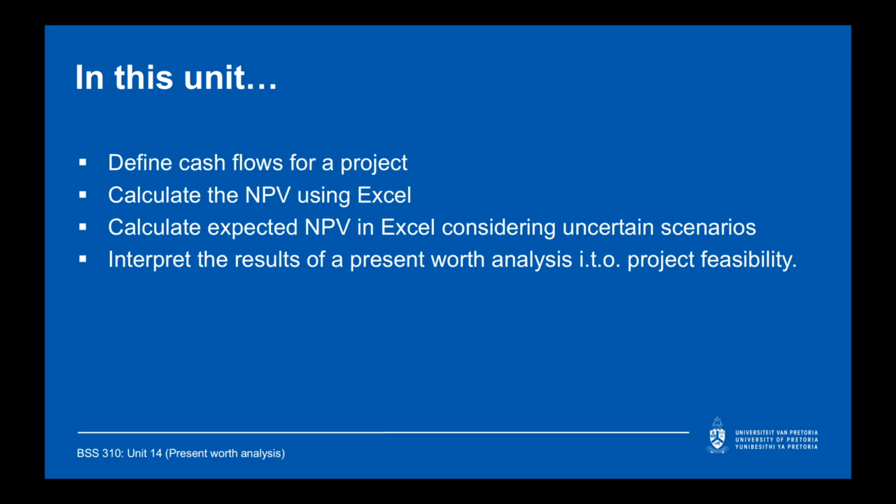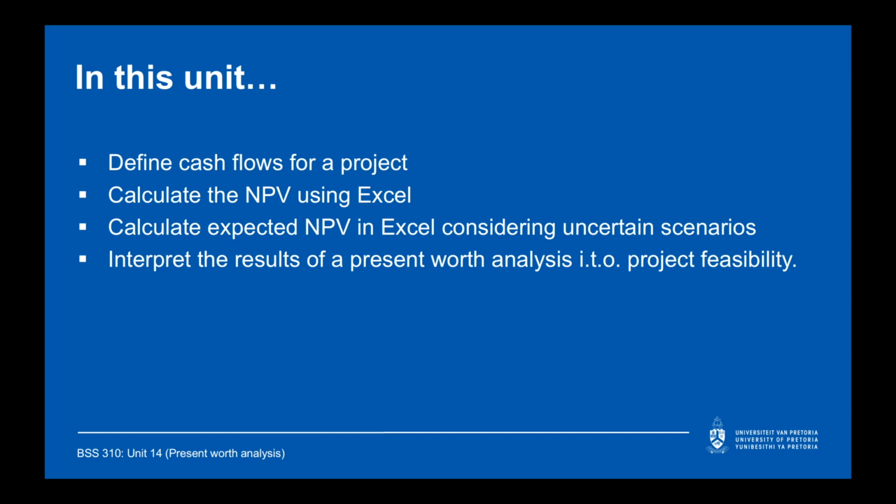So a quick recap. In this unit, we looked at the example of establishing a slime factory. We defined the cash flows for our project. I showed you how to calculate the NPV using Excel. I showed you how to calculate expected NPV values in Excel considering uncertain scenarios. And we've discussed how to interpret the results of the present worth analysis in terms of the project financial feasibility.